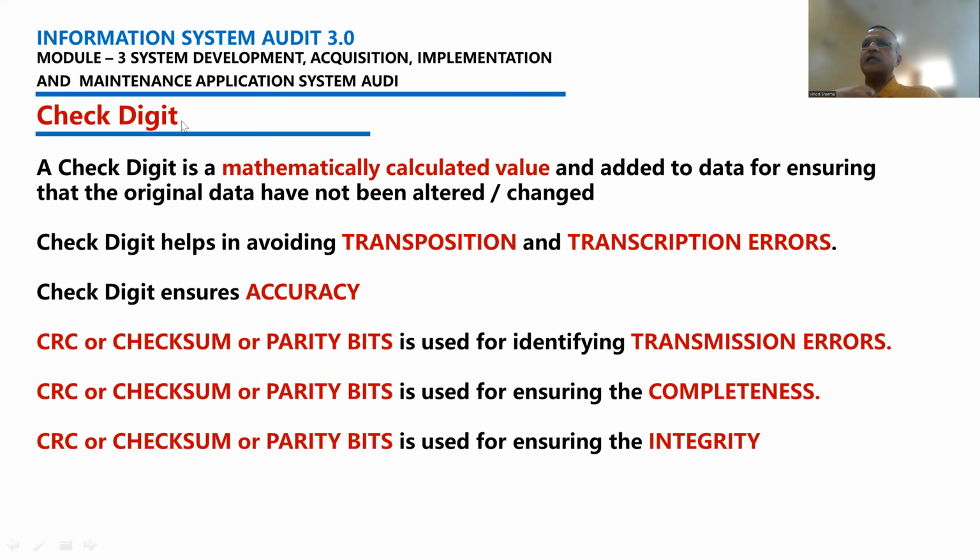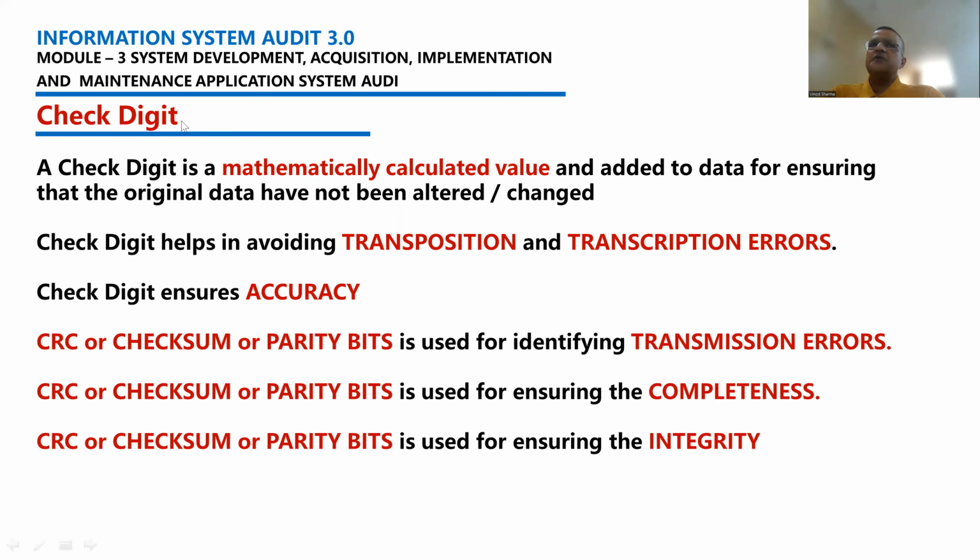Whenever a transposition or transfer of data takes place, it goes in the form of zeros and ones, technically, which is represented in a circuit as on and off. So there are chances that many errors may happen during the transposition and even during the transcription. So for avoiding those errors, these types of checks are incorporated.